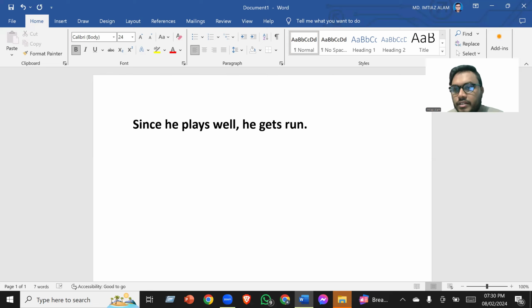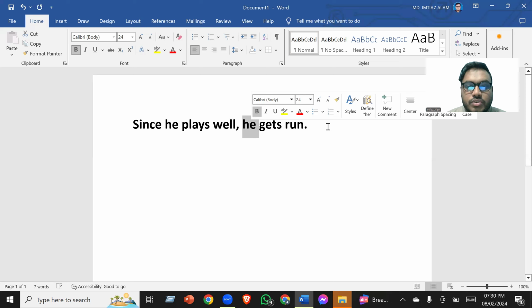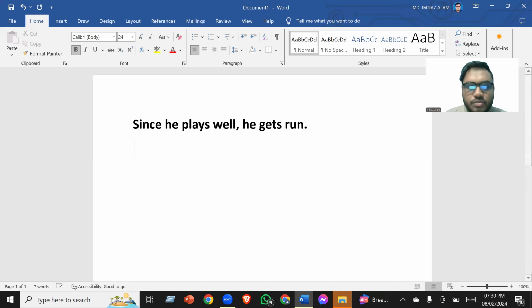Now, I have written another complex sentence, and this is, since he plays well, he gets run. Okay. So when you see the sentence starts with since, as, when, and then again, you see both subjects are the same. So in this situation, how are you going to answer? First of all, you have to delete the clause marker since. So this is the clause marker, and since he plays well is the subordinate clause, and he gets run is the principal clause.